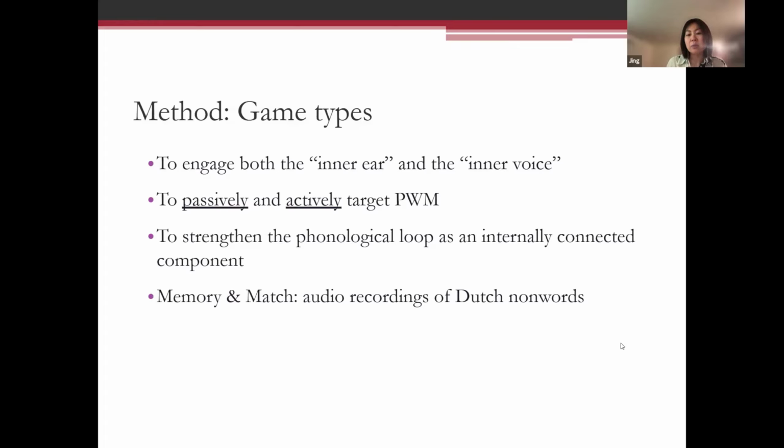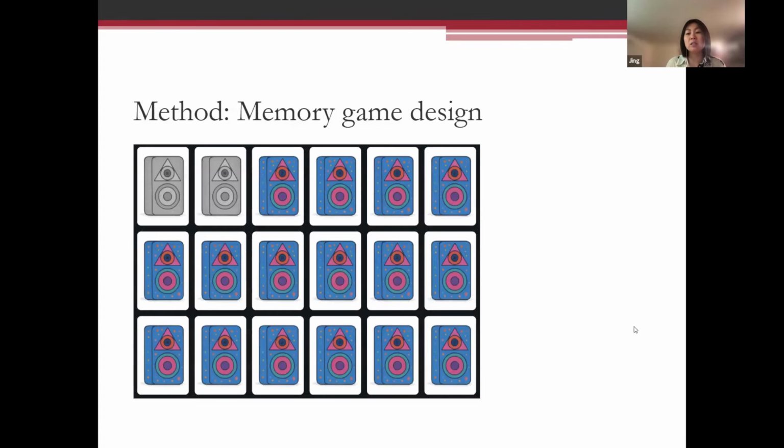In these games, we have audio recordings of Dutch noun words linked to digital cards. You can see it on the screen. This is the design of the memory game. If you enter the interface on the internet, you will see this kind of board, and you use different pairs of cards. Just as you would play the classical memory game, you click on a card and the card flips over, and it turns green if you find a match between two words. This is just an example showing that one match has been found.